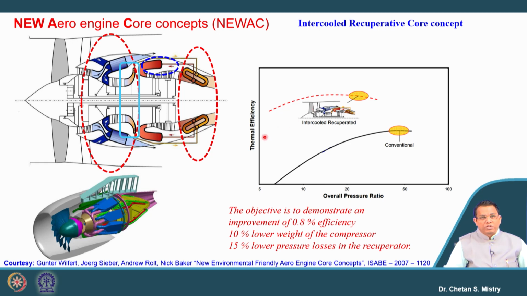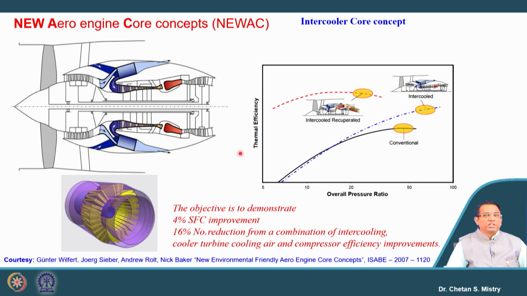So research, that's what is going on in terms of development activity with the major objectives as to improve the efficiency by 0.8%, the weight reduction by 10%, and the total losses by 15% in the recuperator. Now let's look at the other configuration. This is other configuration where we are not having say regenerator. Here only the intercooler has been incorporated.